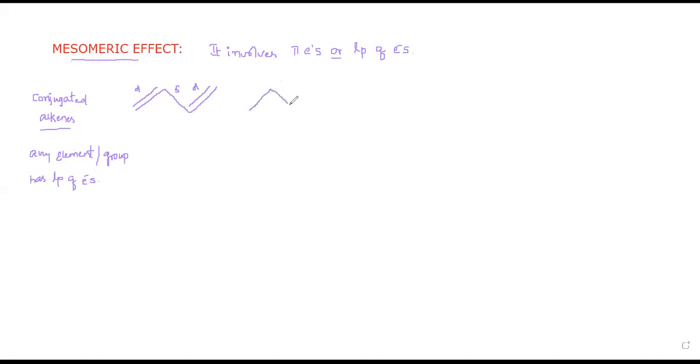So an alkene which contains a ketone functional group. I am going to draw an alkene with a ketone, right? This is a double bond, a single bond, and a ketone group. This is a ketone group containing oxygen with lone pairs of electrons.